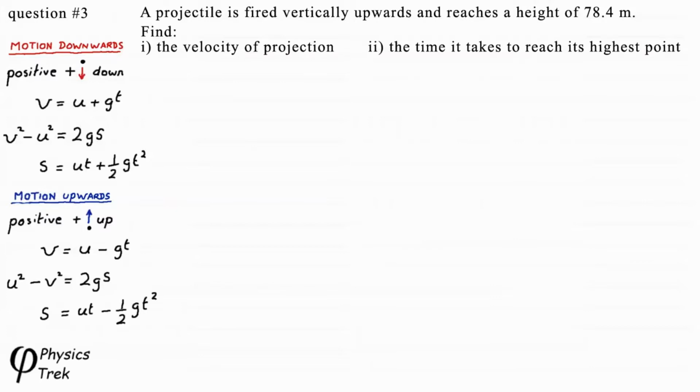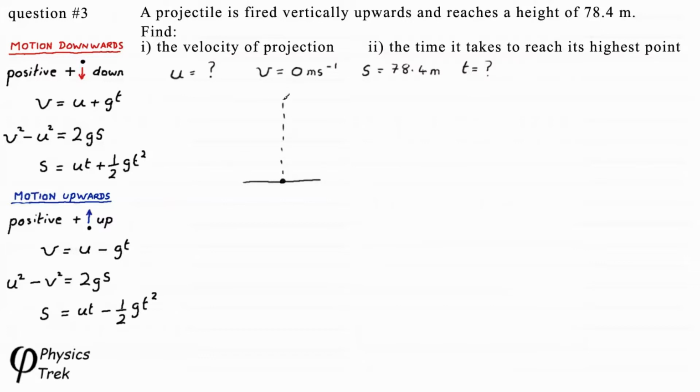After carefully scrutinizing the question, we write out the information in symbol form. So u, the initial velocity, we need to find. v, the final velocity, is 0 meters per second. s, the distance, the height it goes, is 78.4 meters. And t, the time to reach that height, we need to calculate.